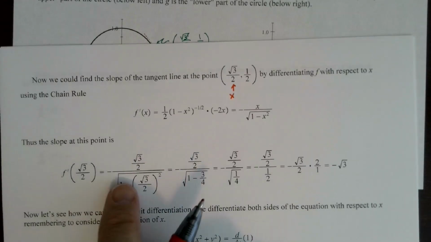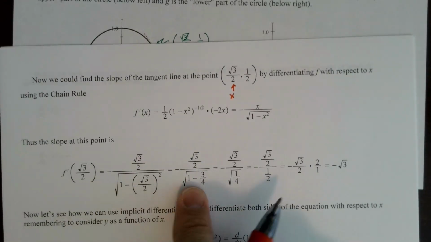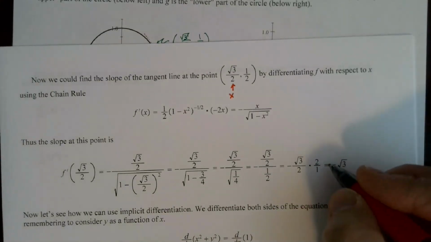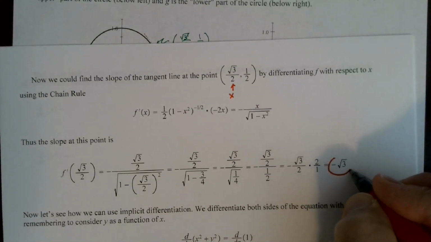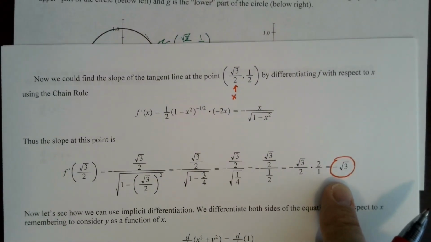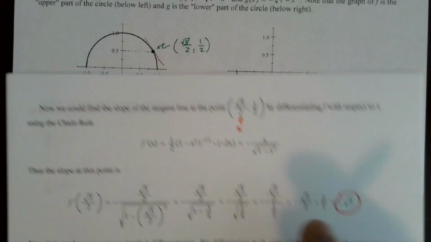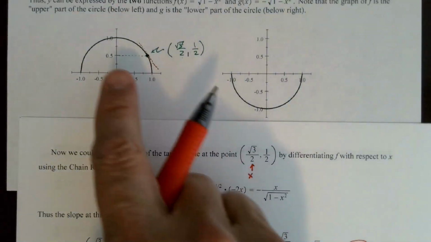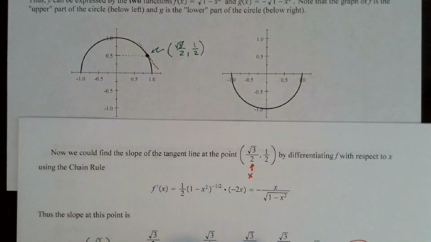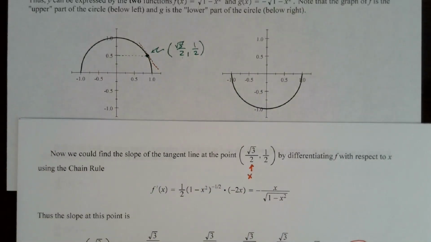And I've done that, and I did a little work to simplify, and finally I get to the result, which is good because we did expect the slope to be negative, and it is: negative square root of 3, or about negative 0.8 something. So that's one way we could have done this problem. We have to know which function to use. Are we on the top half of the circle or the bottom half? Find the derivative and then plug in the x coordinate.